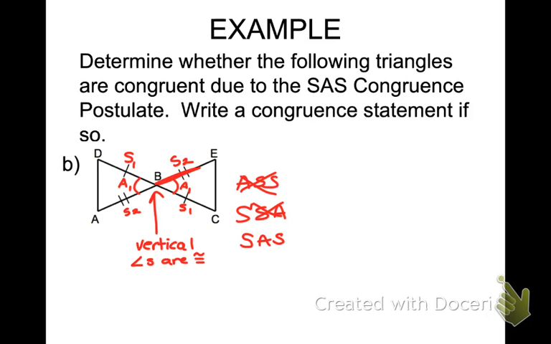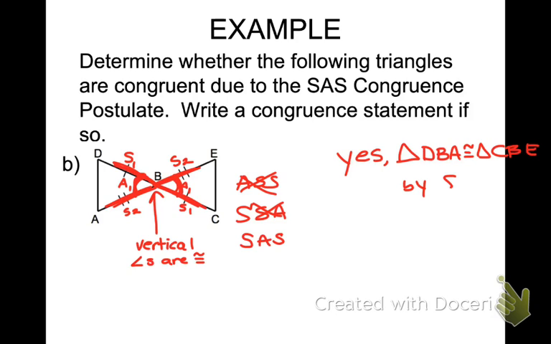So I have my side 2, side 1, included angle. Side 2, side 1, included angle. So I'm going to say yes. Triangle, I'm going to go DBA is congruent to triangle. So D is off of the single tick mark, which would match up with C. B matches up with itself, B, it's the reflexive property, and then E, by side angle side. Okay.